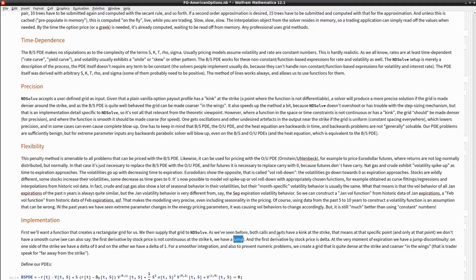There we have a jump there. And the first derivative by stock price is delta. At the very moment of expiration, we even have a jump discontinuity there. We have a delta of 0 everywhere on the one side, and a delta of 1 everywhere on the other side. Constants, right? Two constants. It's 0 on one side and a constant 1 on the other side.